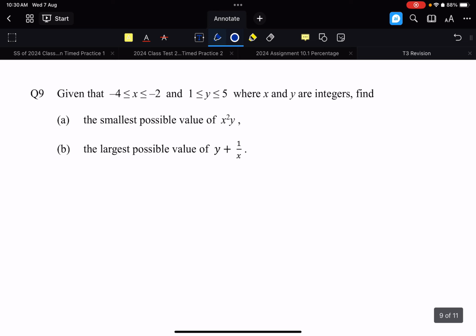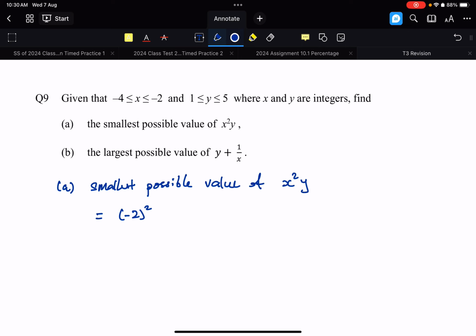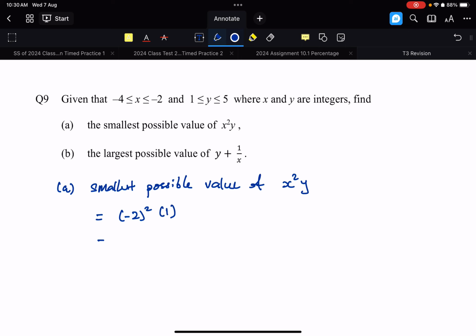Okay, given that these two values are there, what's the smallest possible value of x squared y? So the smallest possible value of x squared y is equals to, well, we want the smallest x squared. In this case, we will have negative 2 squared, and then we will have the smallest value of y times 1, right? Which will give us 4. Is that the smallest possible? Yeah, that's the smallest possible.